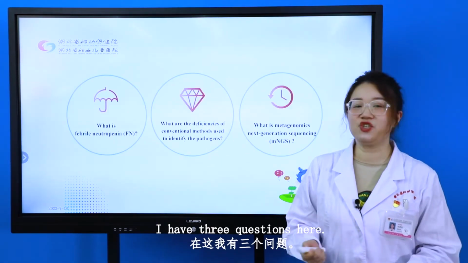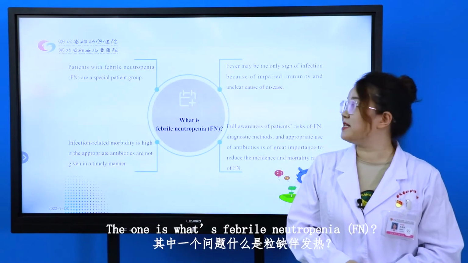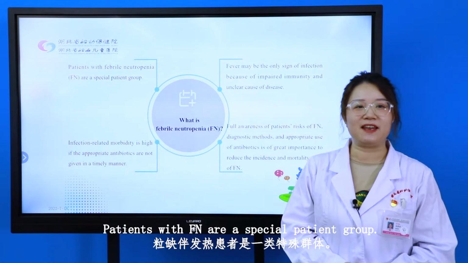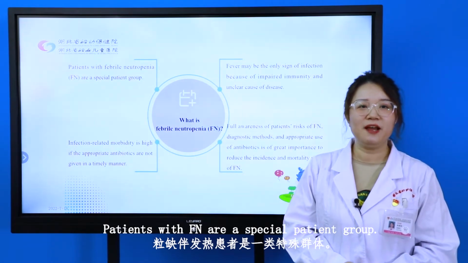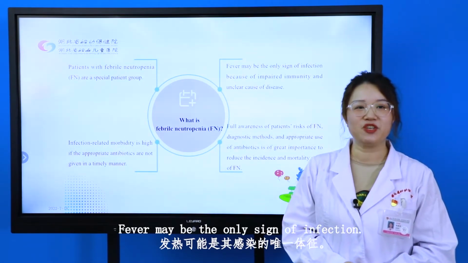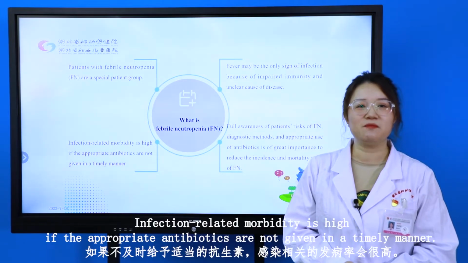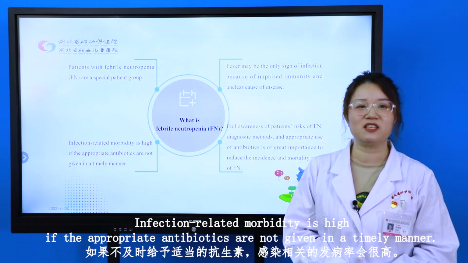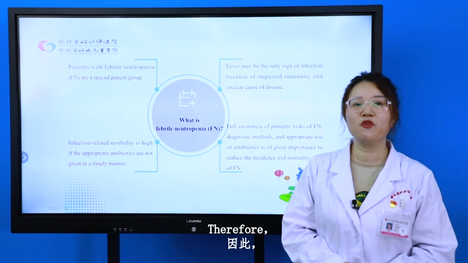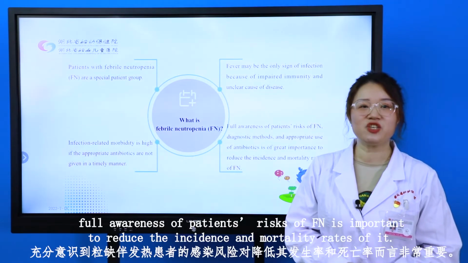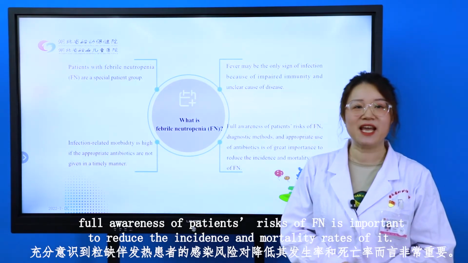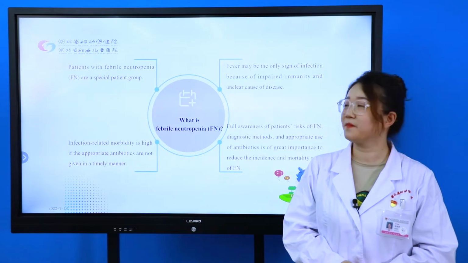I have 3 questions here. The first one is, what is febrile neutropenia? Patients with FN are a special patient group. Fever may be the only sign of infection. Infection-related morbidity is high if the appropriate antibiotics are not given in a timely manner. Therefore, it is important to assess patients' risk of FN in order to reduce its incidence and mortality rates.